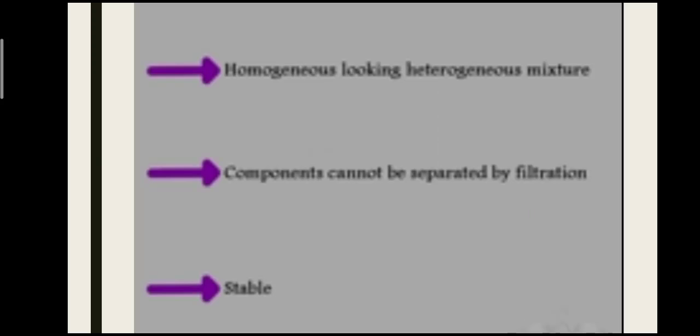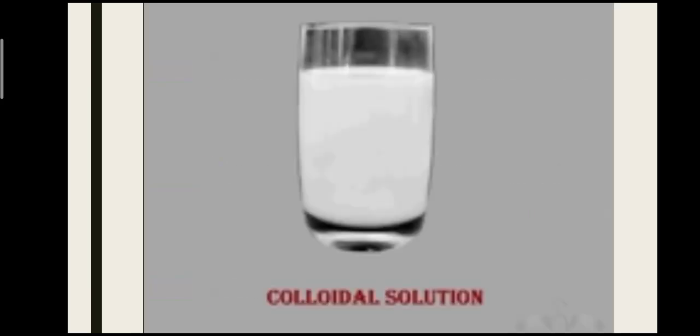Such a mixture, which looks homogeneous but is actually heterogeneous, has components that cannot be separated by filtration. There was no residue when we filtered milk, and again it is stable. If we leave it undisturbed for some time, we do not see any insoluble components settling down. Such a solution is known as colloidal solution. So, milk in this case is a colloidal solution.